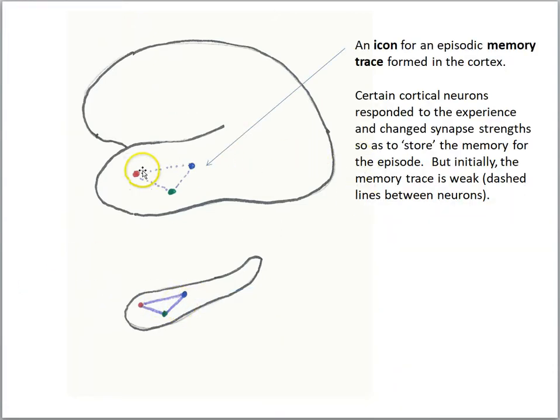But the cortex was processing the event as well. So here we have the icon for the memory trace in the cortex. Again, certain cortical neurons responded to the experience and changed synapse strengths so as to store the memory for the episode. But as we'll see, scientists think that initially the cortical memory trace is weak. The hippocampal memory trace is strong and the cortical trace is weak. And we'll see the significance of this in a moment.